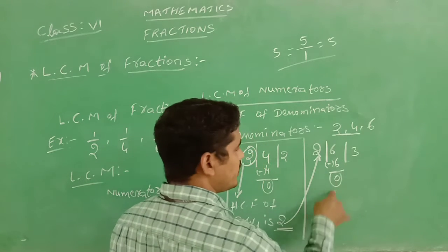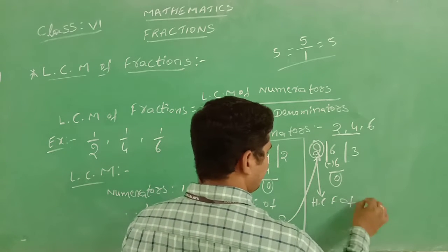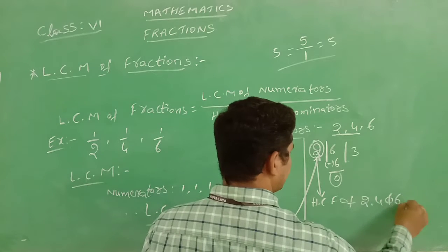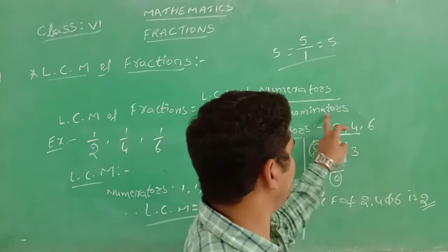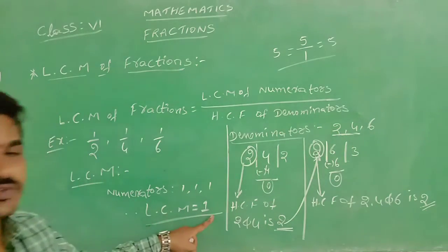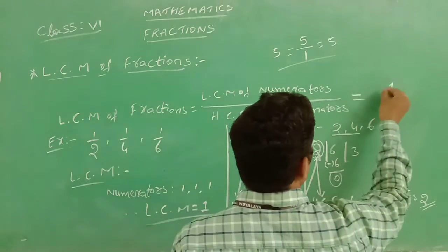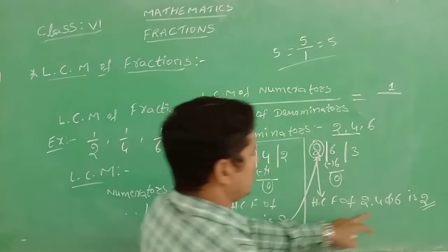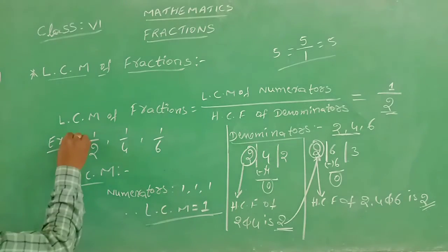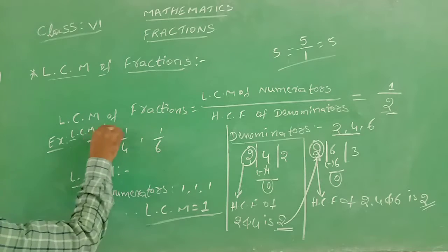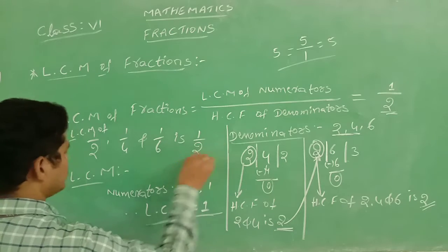Whenever we get 0 as the remainder, that divisor is the HCF. The HCF of 2, 4 and 6 is 2. Now we got the HCF of the denominators as 2 and the LCM of the numerators as 1. So finally, LCM of numerators 1 divided by HCF of denominators 2. So we can say the LCM of 1 by 2, 1 by 4 and 1 by 6 is 1 by 2.